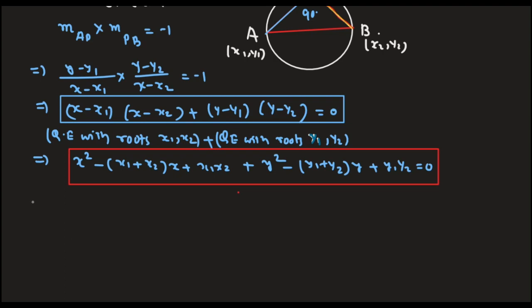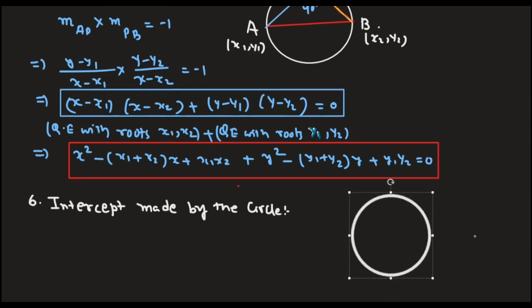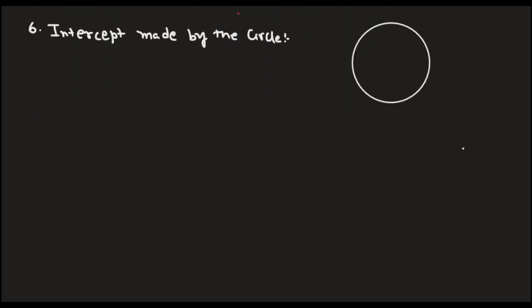So this will be point number 6, intercept made by the circle. So what actually is the intercept made by the circle? Suppose we have one circle like this, and one line is there. This line is actually the x-axis, and it will intersect your circle at two different points.